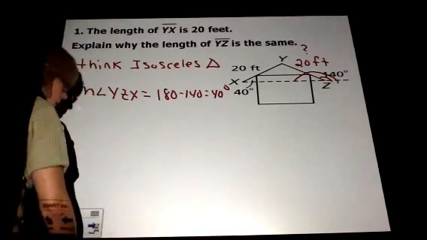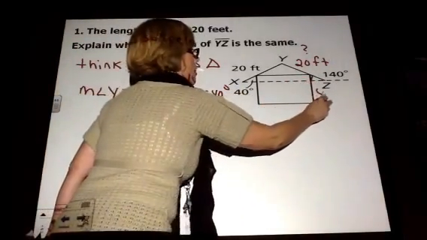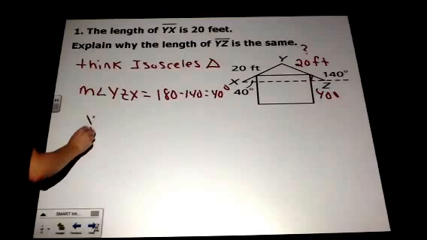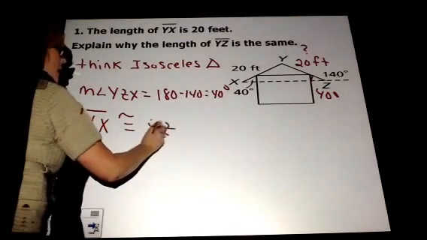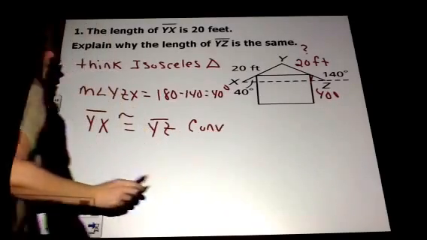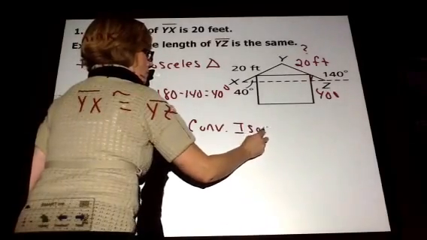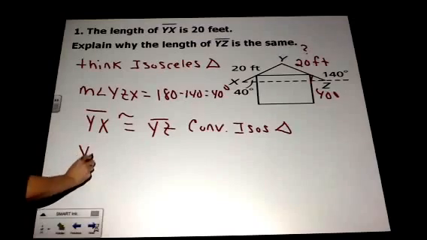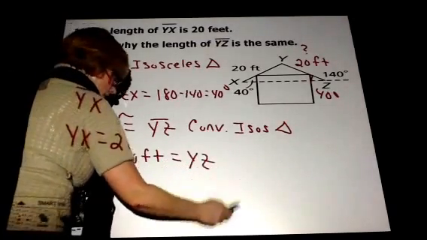So if this angle here is 40 degrees, what we can say is YX is congruent to YZ because of the converse of your isosceles triangle theorem. Therefore, if XY equals 20 feet, so does YZ.